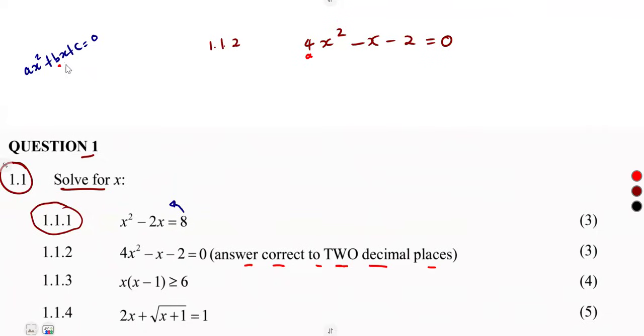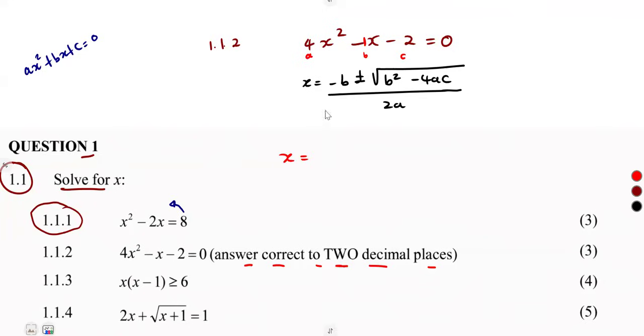B is the coefficient of what? Of x. Meaning, in our case, that is -1. And c is the constant. So we can use our quadratic formula: x is equal to minus b plus or minus the square root of b squared minus 4ac. So that is the concept. You can easily apply the formula to obtain the possible values of x.